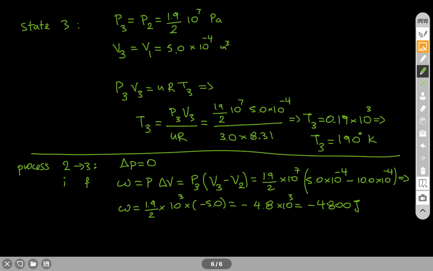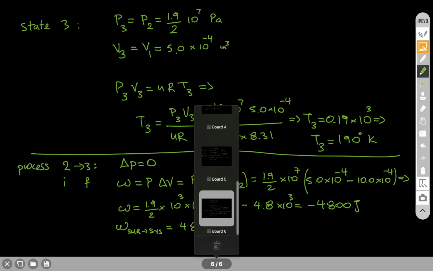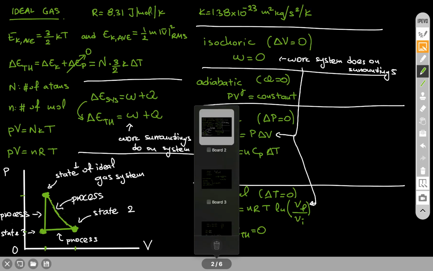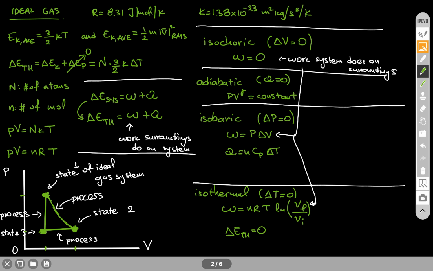If I want, and I do want at some point, the work that the surroundings do on the system, I need to use a minus sign, so minus the minus will become plus 4,800 joules. I found the work that the surroundings do on the system. Now I need to go, let's go back in the theory. I finished with the work done for this process. Isobaric, I did this calculation. Now I'm gonna do this calculation to find Q and Cp delta T.